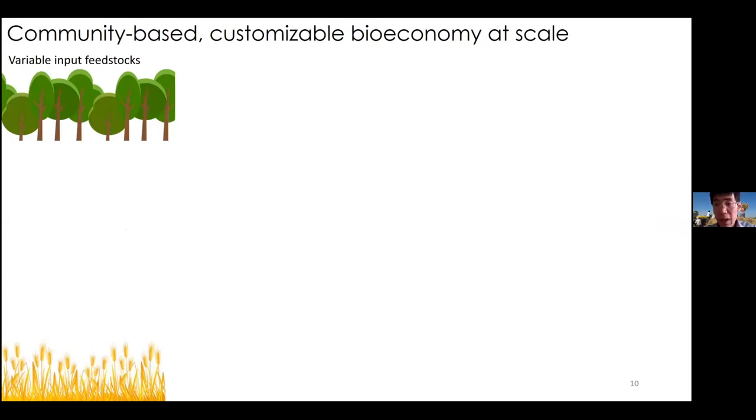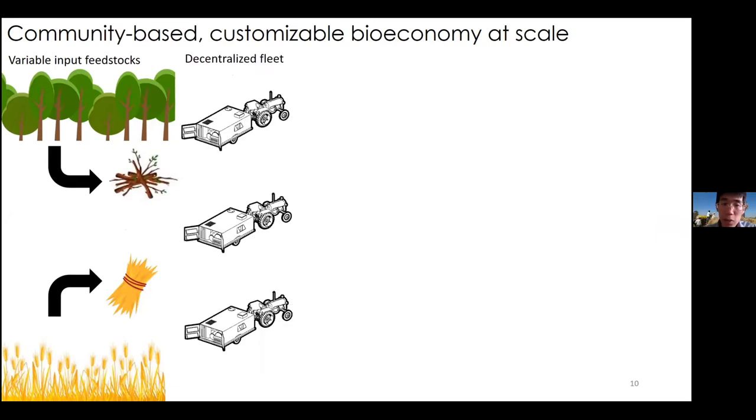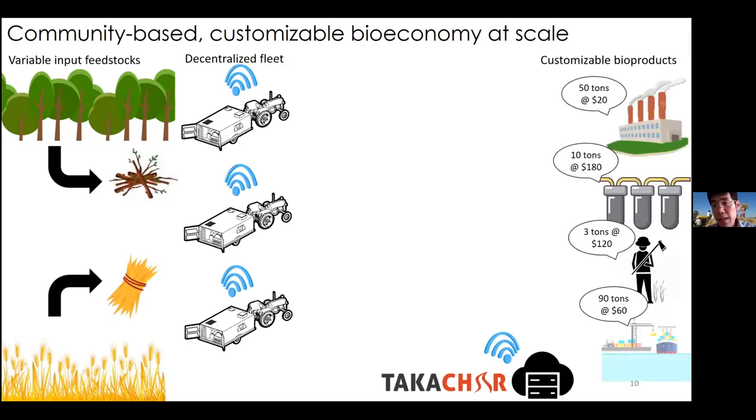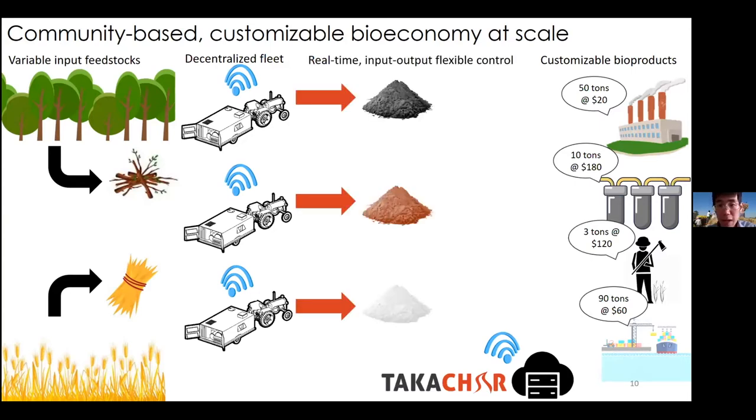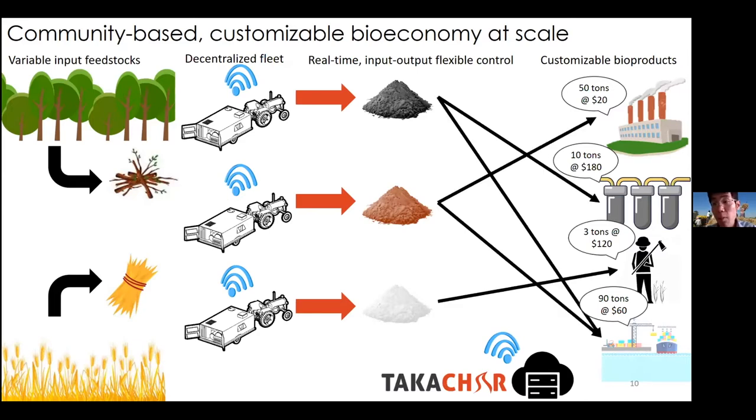A lot of the biomass is very context dependent, depending on the weather conditions, the specific types, their particle sizes, and how they are collected and harvested. So if we have a fleet of reactors that's able to automatically sense the input feedstock, and at the same time we know what the market demand for output products is in a local community at a specific point in time, then we can customize the reactor remotely and do the conversion, essentially mixing and matching the output products to the local demand in real time.